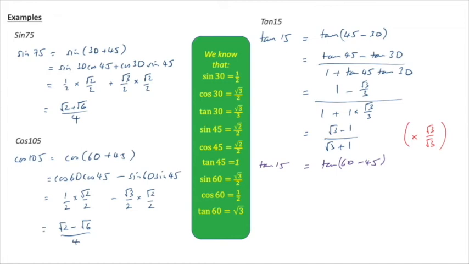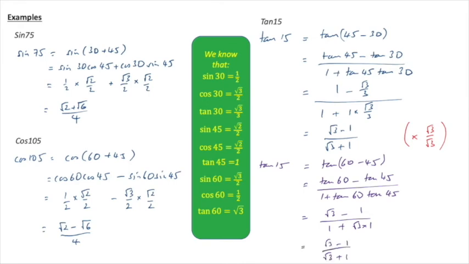We could, of course, do that in a different way using our standard results. We could say, oh, we'll call it tan of 60 minus 45. That means tan of 60 minus tan of 45 over 1 plus tan 60 tan 45. That is root 3 minus 1 over 1 plus root 3 times 1, which gives us the same answer, of course, of root 3 minus 1 over root 3 plus 1. We can also express tan 15 as 2 minus root 3, but I'll leave that as an exercise for you to do, dealing with the surd situation there.